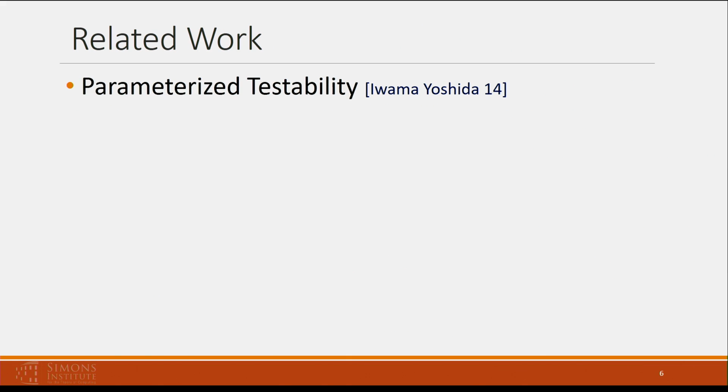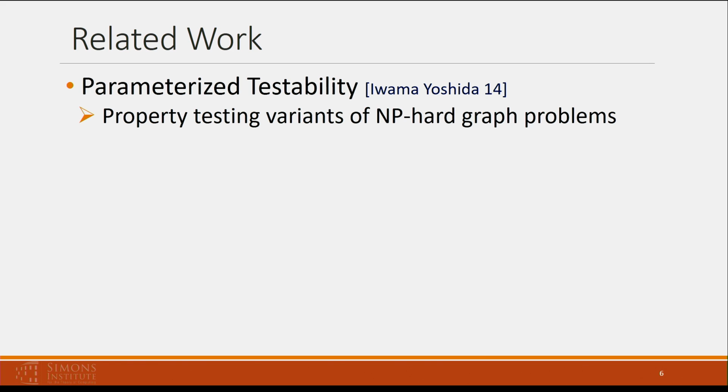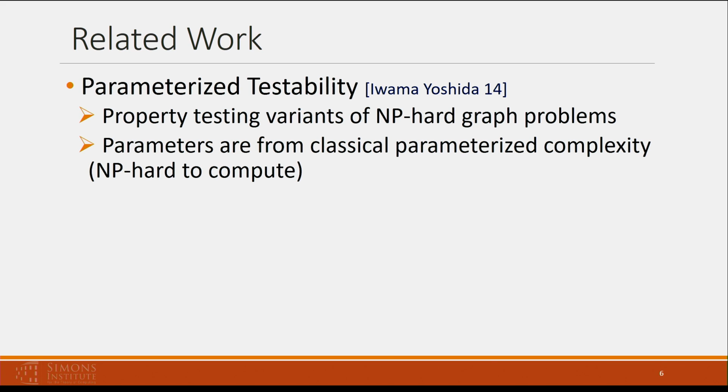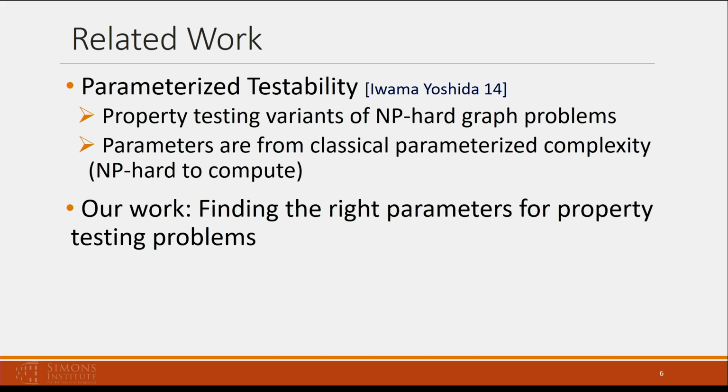So a related concept of parameterized testability was studied by Iwama and Yoshida, whose work appeared in 2014. Their focus was on property testing variants of NP-hard graph problems. And the parameters that they used are from classical parameterized complexity, which are usually NP-hard to compute. In contrast, our work is on finding the right parameters for property testing problems, and these parameters are tailored to sublinear computation.